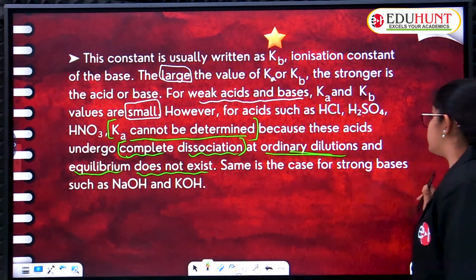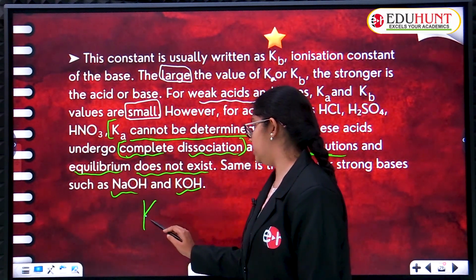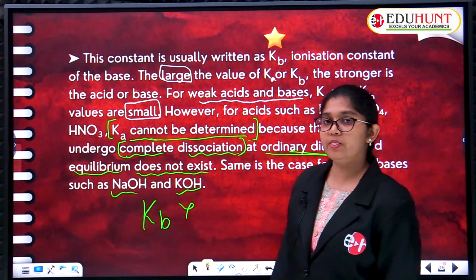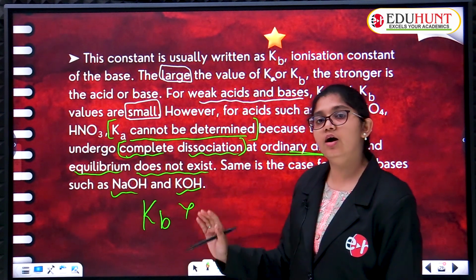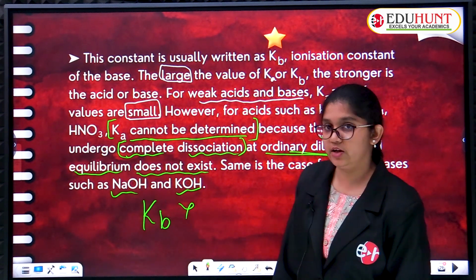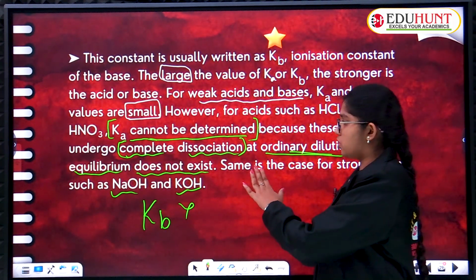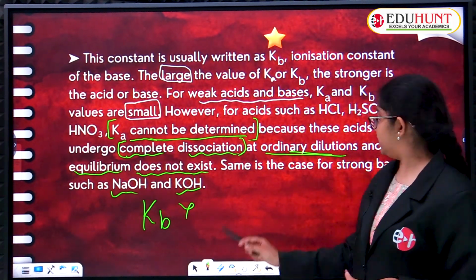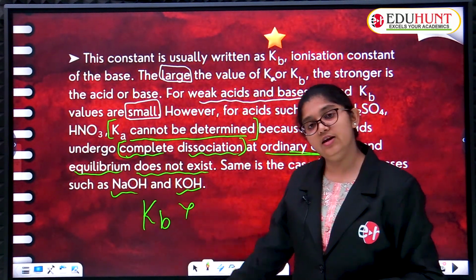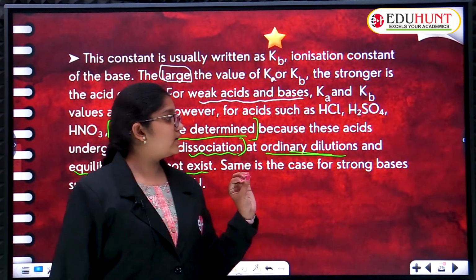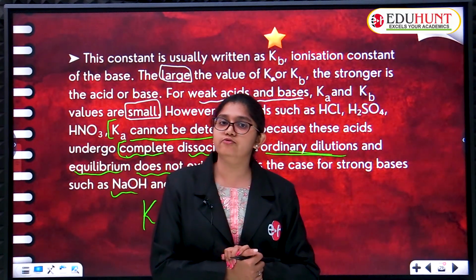And the same is the case for the strong bases such as NaOH and KOH. For these also, the Kb value cannot be determined, because they also completely dissociate and the equilibrium does not exist, because of complete dissociation in ordinary dilutions. Only these 5 exceptions, namely HCl, H2SO4, HNO3 for acids, and NaOH and KOH for bases. So these 5 are important points to note regarding the strengths of acids and bases.